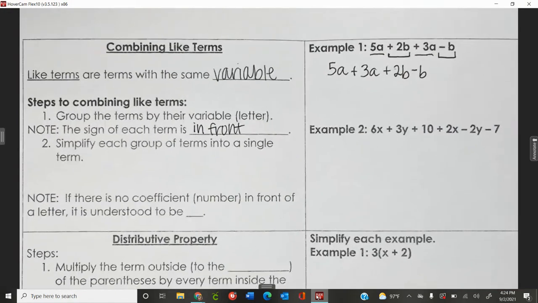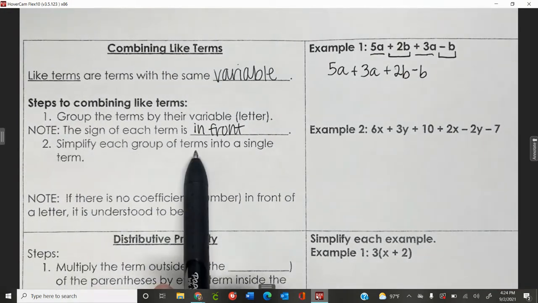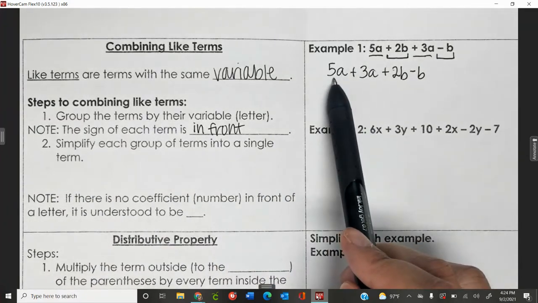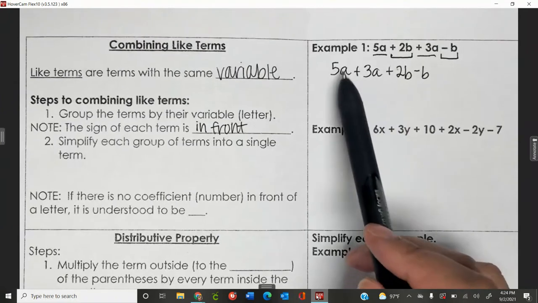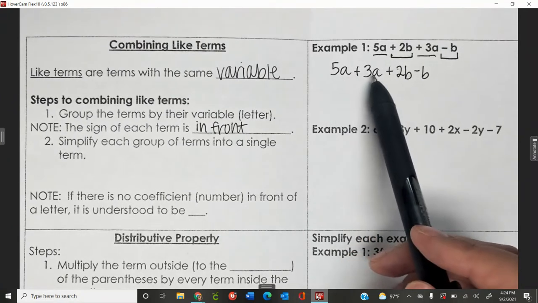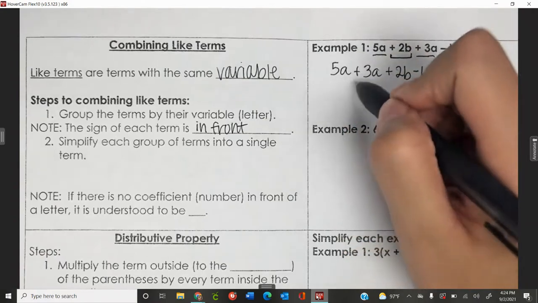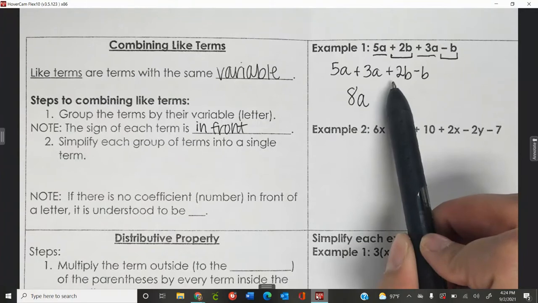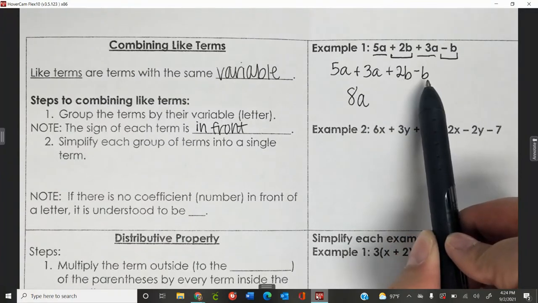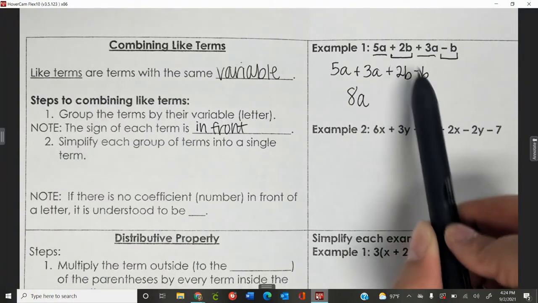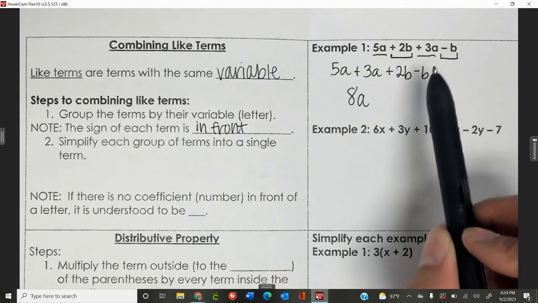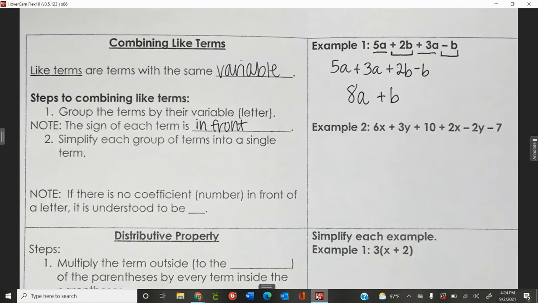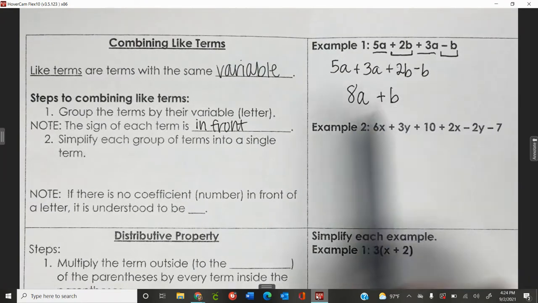Now we're going to simplify each group of terms into one single term. How many A's do I have? I have 5A, and if I add 3 A's, think of this as I started off with 5 boxes, I added 3 more boxes, so now you have 8 boxes. So this is 8A. Then we have plus 2B minus B. I started off with 2 smiley faces minus 1 smiley face. You now only have 1 smiley face or 1B. So simplifying this is 8A plus B.